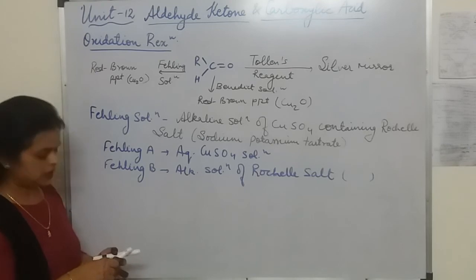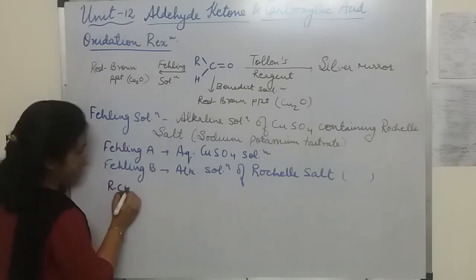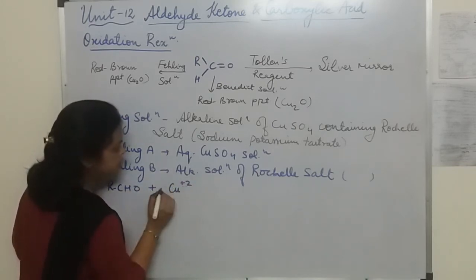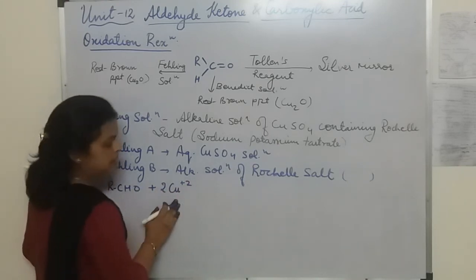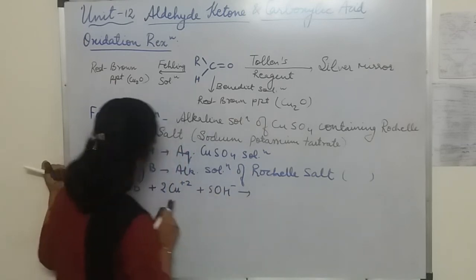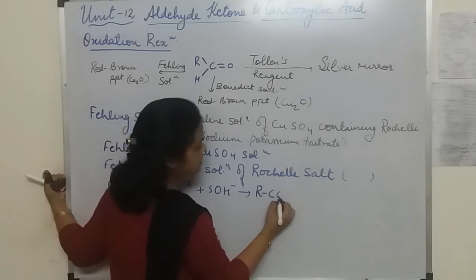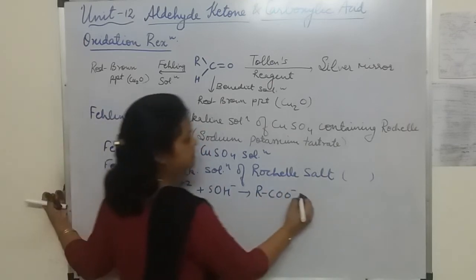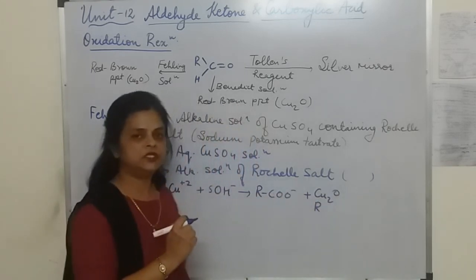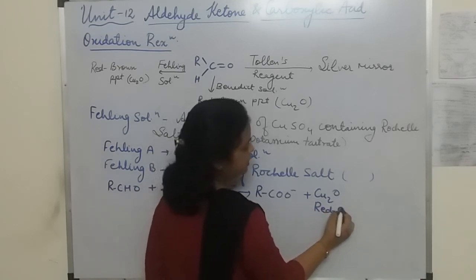Now we will write down the reaction. Here RCHO, aldehyde, combines with copper ions, and it is an alkaline solution, so we will write OH ions also. Then first the aldehyde will get oxidized to carboxylic acid. Along with this, you will get Cu2O, and because of the formation of this cuprous oxide, you are going to have the reddish brown precipitate.